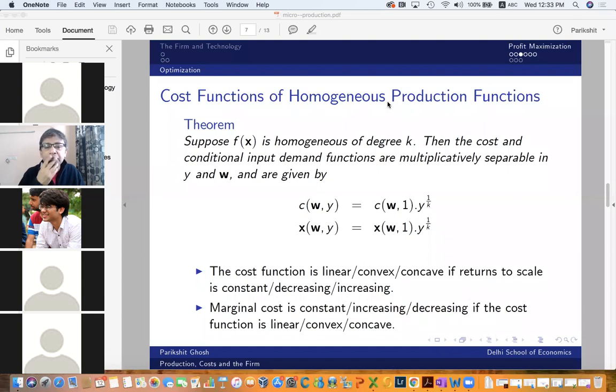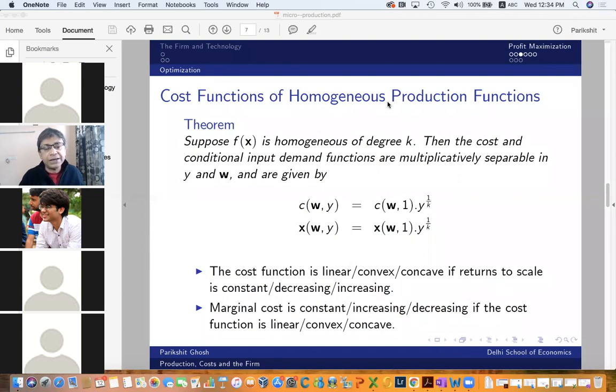All right, so now let's focus on the cost minimization problem. At least for homogeneous production functions, let's ask the question: can we say something about the nature of the cost curve, the shape of the cost curve, in particular its curvature properties, if we know the corresponding shapes of the production function? So if the production function is, let's say, concave, what will be the shape of the cost function?